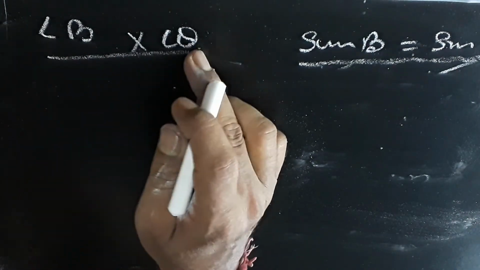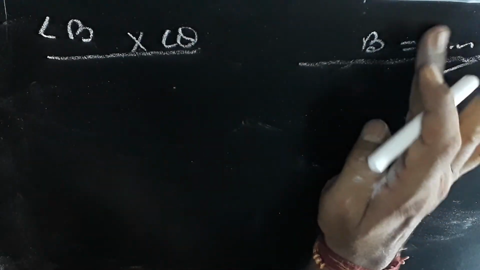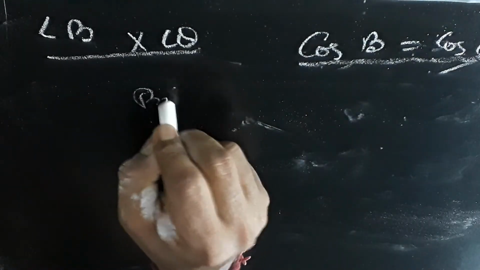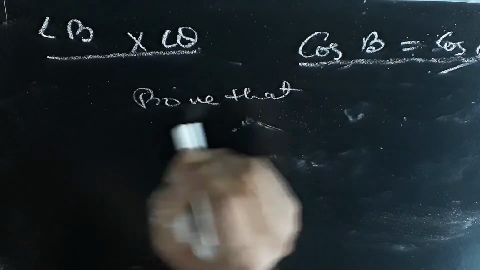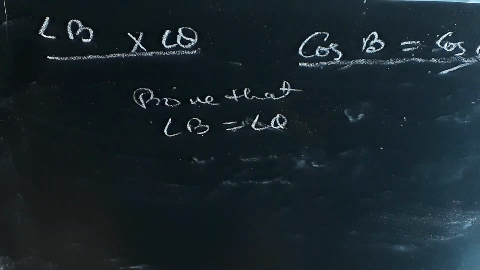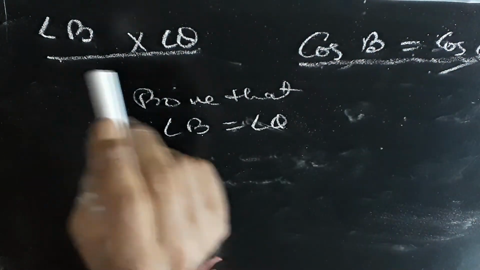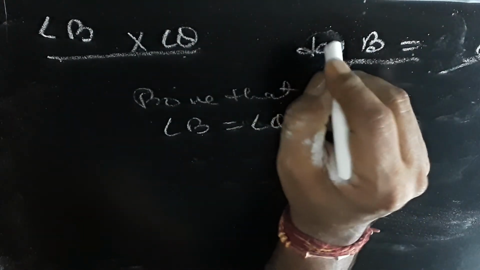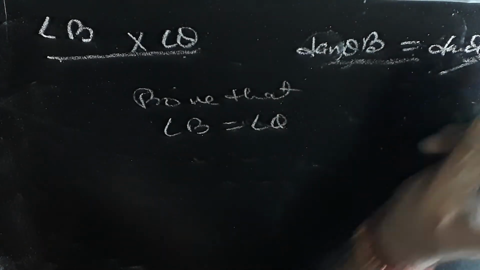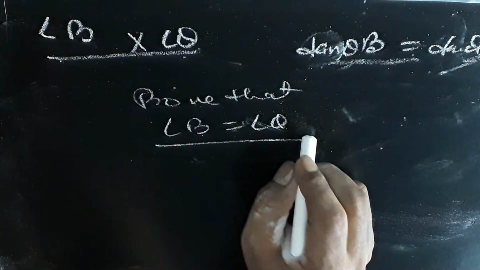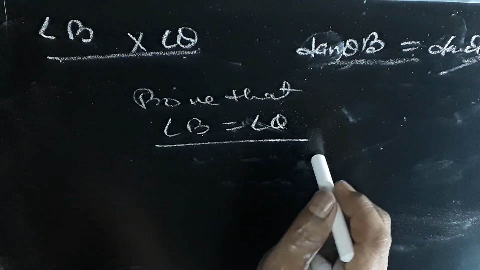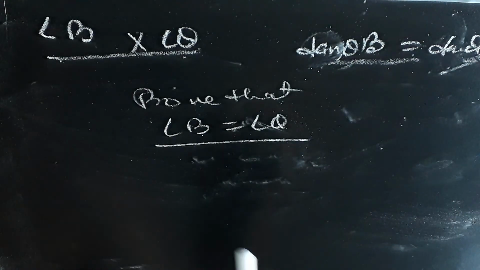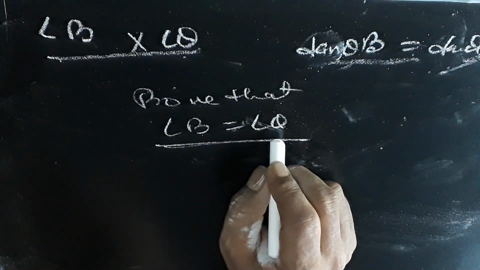The question may be asked like this also. Angle B and angle Q are acute angles. Cos B is equal to cos Q. Prove that angle B is equal to angle Q. Again the question may be angle B and angle Q are acute angles and tan B is equal to tan Q. Prove that angle B is equal to angle Q. All these two can be proved as we have proved sin B is equal to sin Q and angle B is equal to angle Q. That's all.